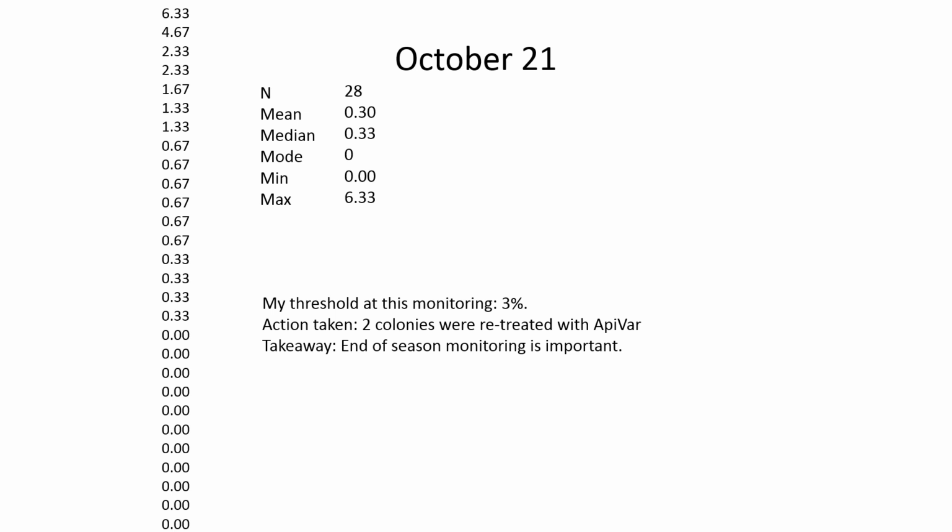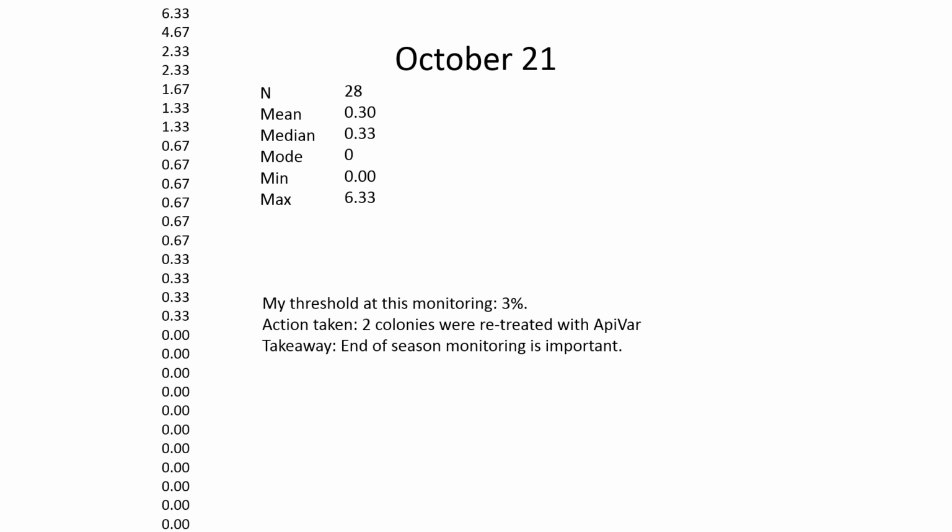And then I kind of slept on that for a few days and decided to go back with more Apivar just because I want to do a test to see if my mites will be killed by Apivar.